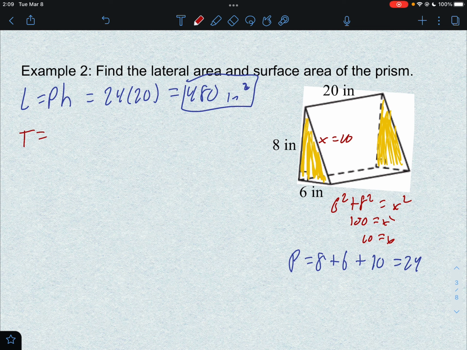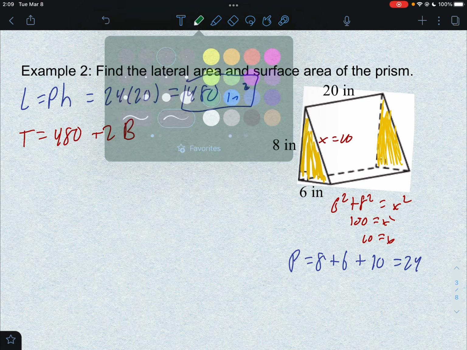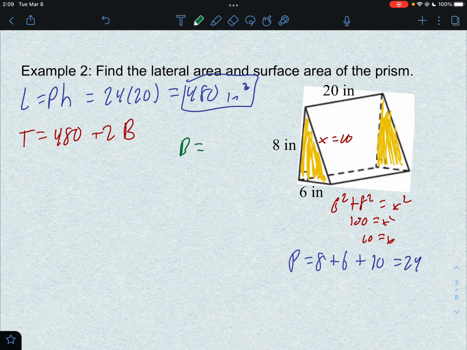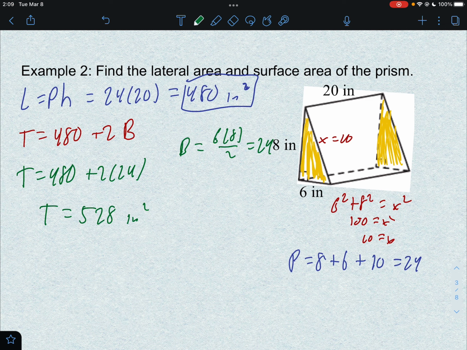Now for T, we're just going to take that 480 and add in B, B being the area of the base. All right, so B is the area of the triangle. Triangle is just base times height over 2. So base of the triangle, height of the triangle over 2: 6 times 8 over 2, which is 48 over 2, which is 24. So my T would be 480 plus 2 times 24, or 480 plus 48, 528 square inches.